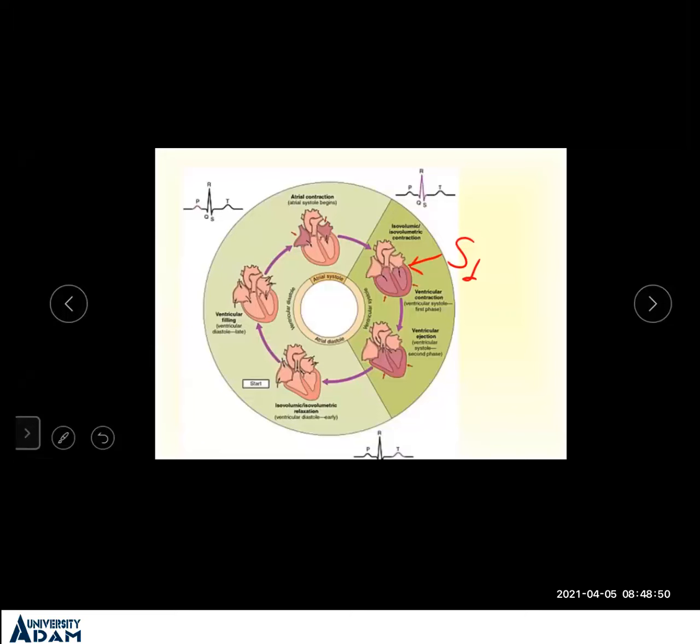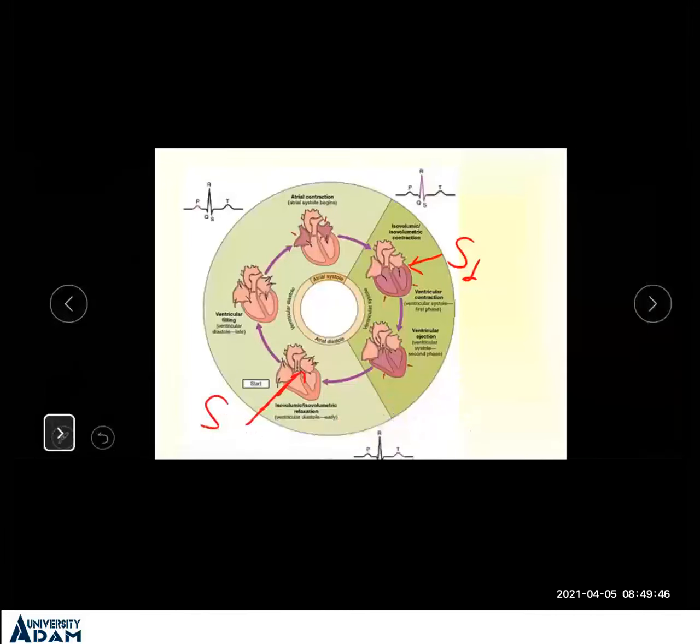And S2 is due to the closure of the aortic and pulmonary valves. During which period of the cycle do the pulmonary and aortic valves close? I think isovolumetric relaxation, at the beginning of isovolumic relaxation. Pressure decreases, and that's why the aortic and pulmonary valves close. S2.